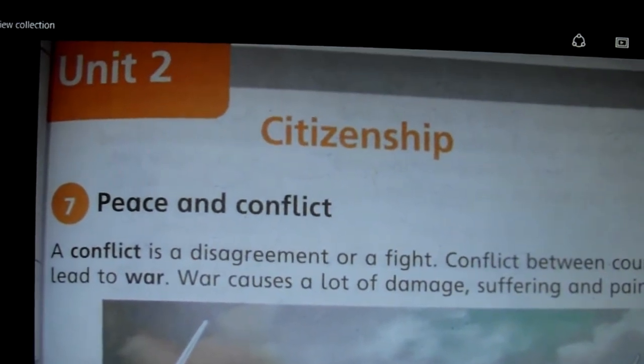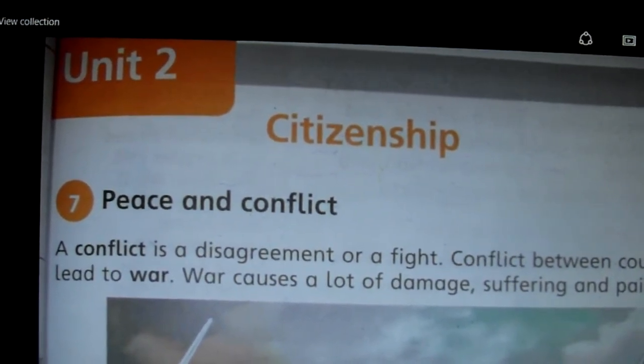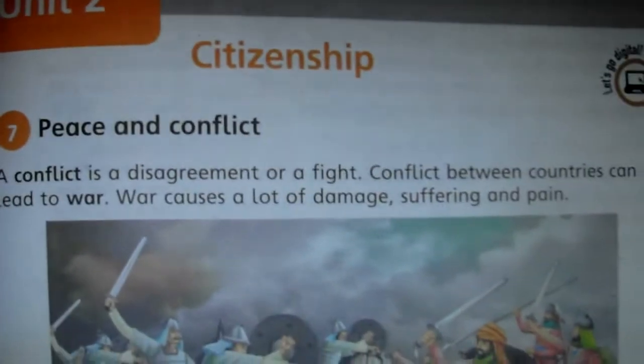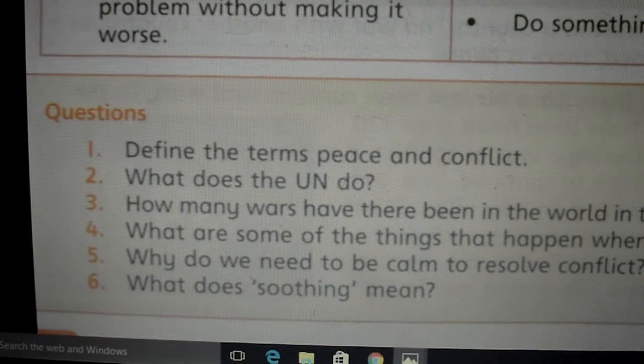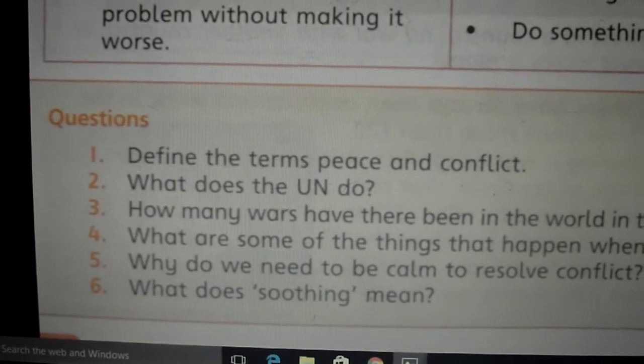Unit 2, Citizenship, lesson number 7, Peace and Conflict. Today we will do its exercise. It is page number 56. Let's start.